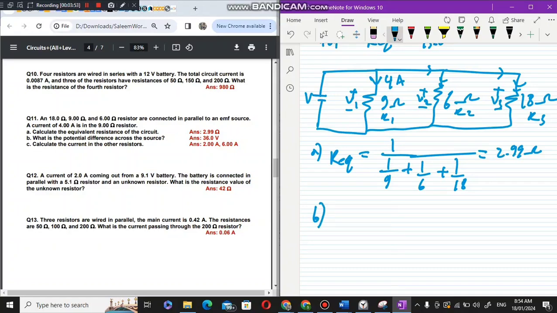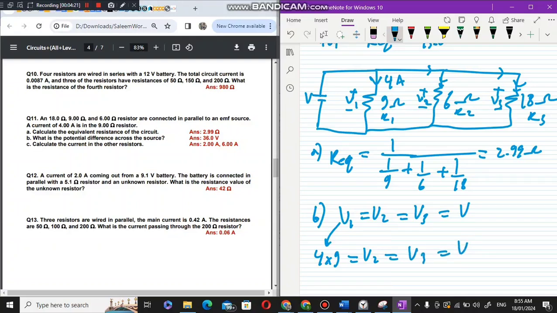B, they are saying what's the potential difference across the source. So they want the voltage of the battery. So we know that V1 should be equal to V2, should be equal to V3, and it's equal to the voltage of the battery. Regarding V1, we can get it because we have current 1 flowing in resistor 1. So we have the 4 amperes flowing through the 9 ohms. So here we say 4 times 9 is equal to V1, equals V2, equals V3, equals V.